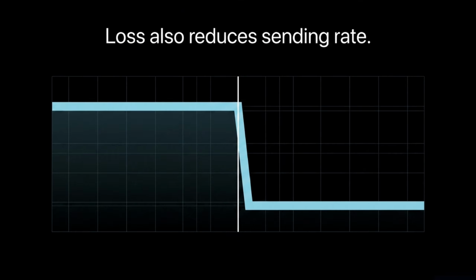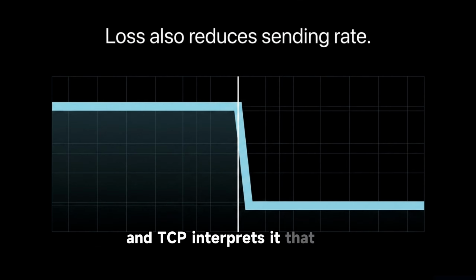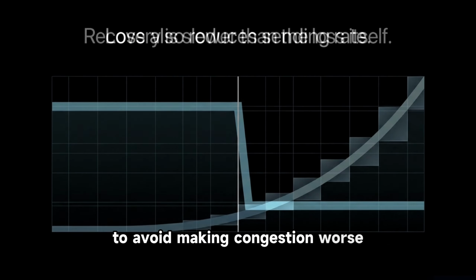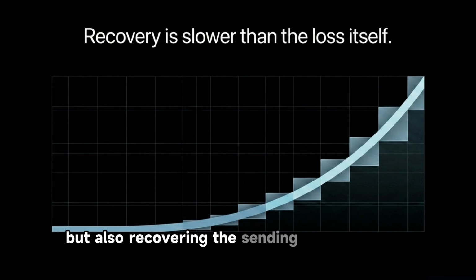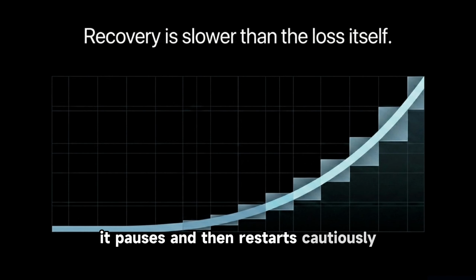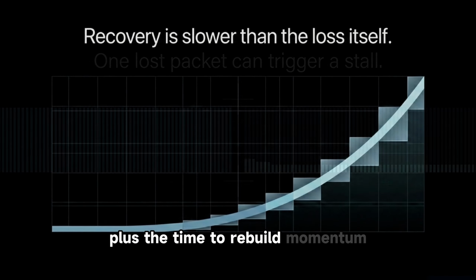That enforced stillness is not just a delay, it compounds. During the stall, the sender has typically also reduced how aggressively it's transmitting. Loss is a signal that the network is congested, and TCP interprets it that way, pulling back its sending rate to avoid making congestion worse. So repair involves not just filling the gap, but also recovering the sending rate afterward. The stream doesn't just pause, it pauses and then restarts cautiously. The full cost of a single lost packet is the retransmission delay plus the time to rebuild momentum.